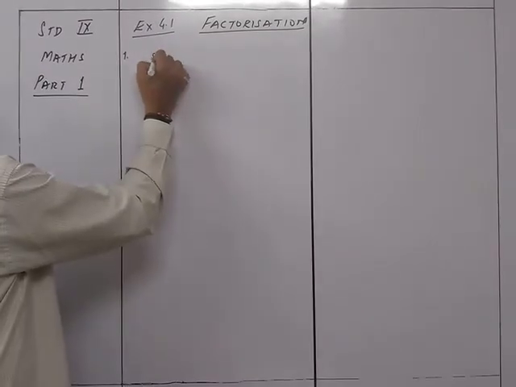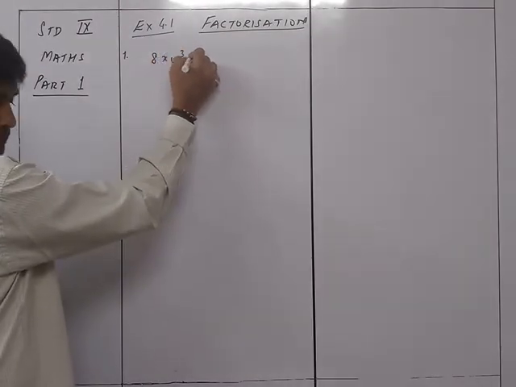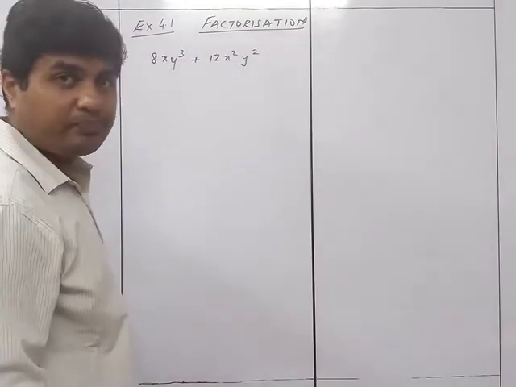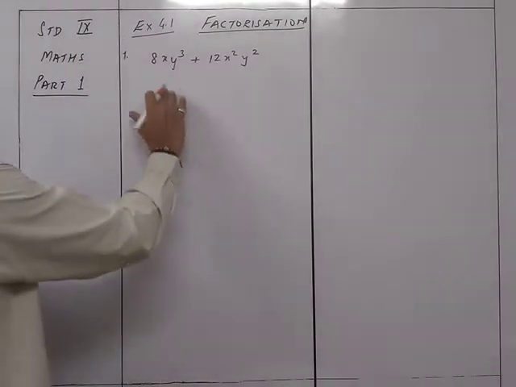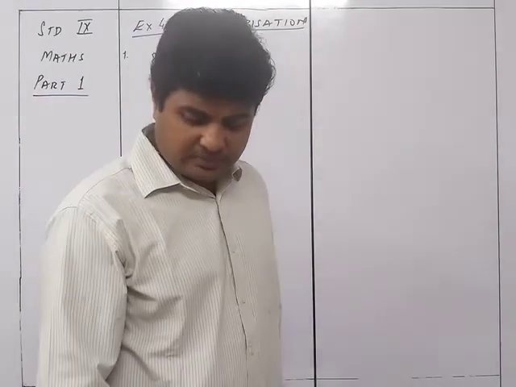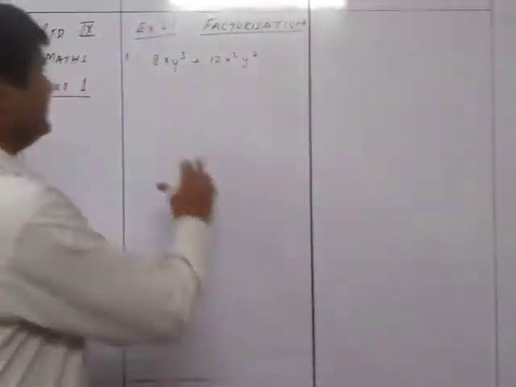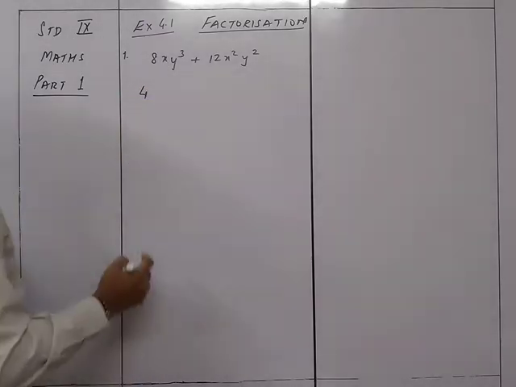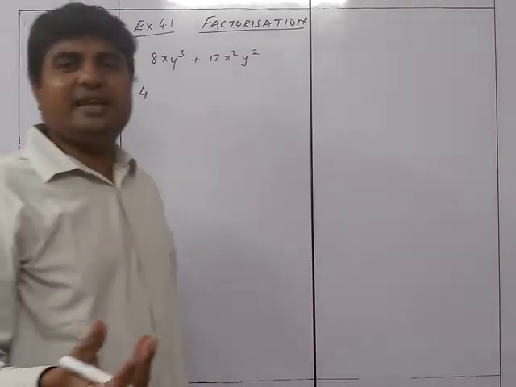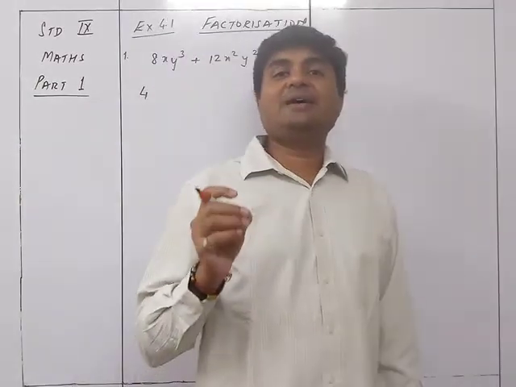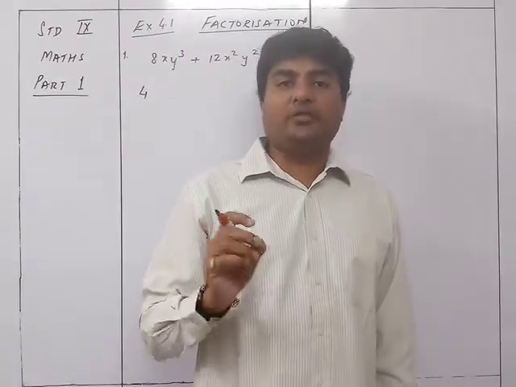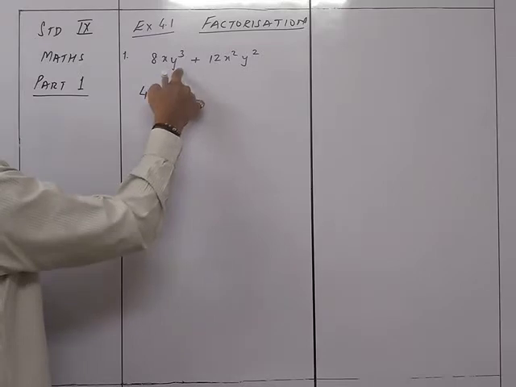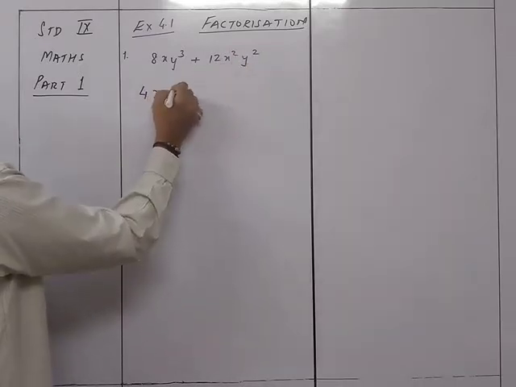The first one will be 8xy cube plus 12x square y square. That's the sum. So what we do over here, first of all, we'll take the HCF, that is the highest common factor between the two terms, that is 8 and 12. Between 8 and 12, you know that the common factor is 4. And with the variables, the easiest thing to do is take the least degree of that particular variable. So for x and x square, the least degree is x, so take out x. For y cube and y square, the least degree is y square, so take that.